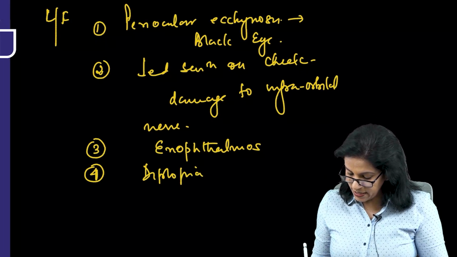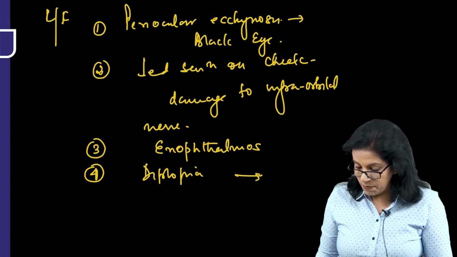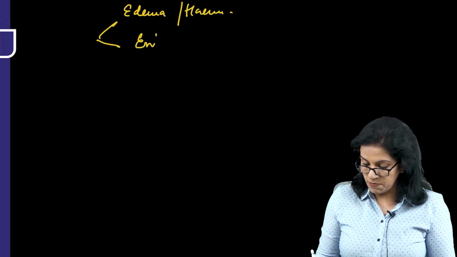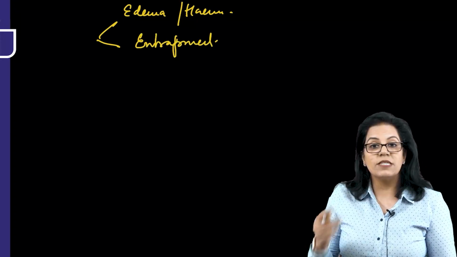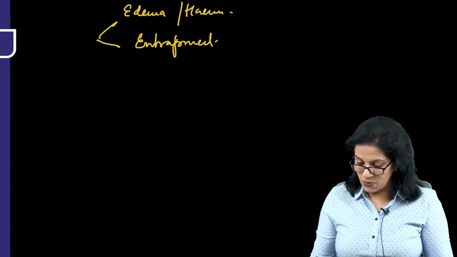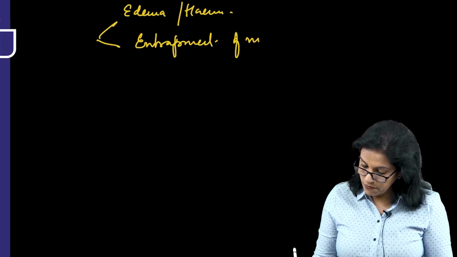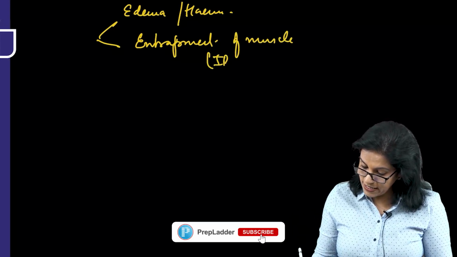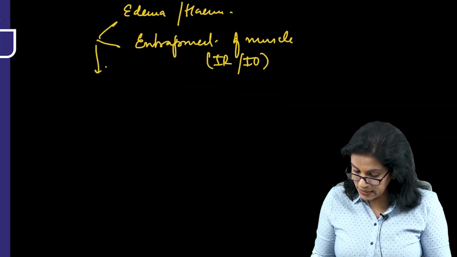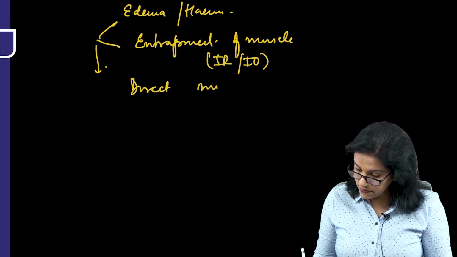Now why are you getting diplopia? Diplopia will happen because of a few reasons, isn't it? First important reason is that edema and hemorrhage can be one cause, which is restricting the motility. Second, it could be just entrapment of the muscle at the fracture site. So which muscles can be entrapped in a floor fracture? The inferior ones: inferior rectus, inferior oblique. Common sense, it can be inferior rectus or inferior oblique. Or it could be actual injury, direct muscle injury. So any of these things will lead to diplopia.